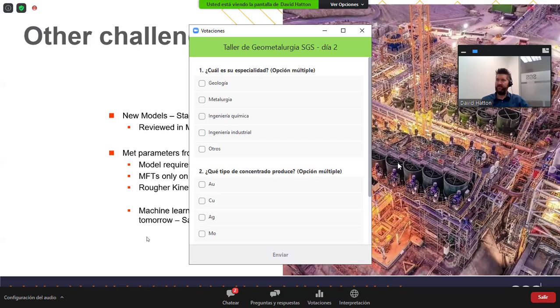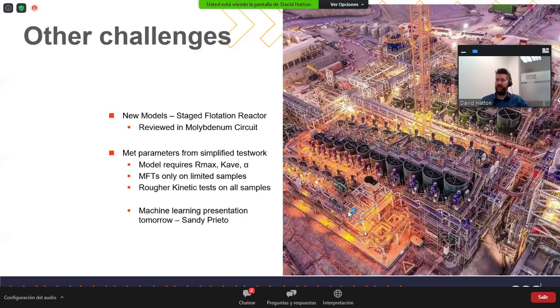Okay, other challenges, I'm not going to go into these in much detail. The SFR model, I'll go into that a little bit in our moly circuit modeling. And then another thing was we couldn't do MFTs on all the samples. We had over 1,000 samples tested, and the MFT test is a very robust test with a lot of analysis, so it wasn't done on all of these samples, and we needed to populate the MFT results on the samples we only had standard kinetic tests on. Sandy will talk about this tomorrow. It's a novel machine learning approach to filling in these blanks as far as these MFT parameters.